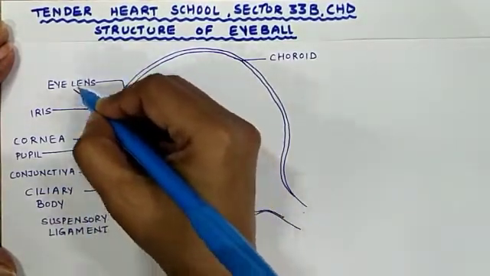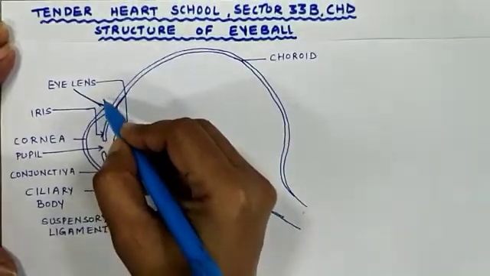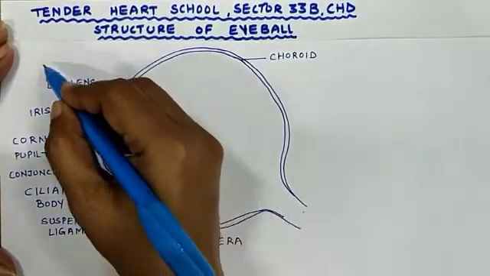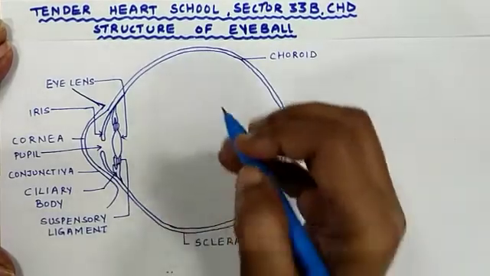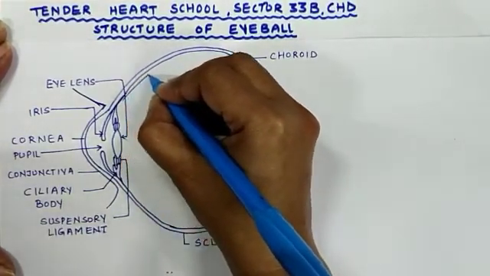Conjunctiva is in continuation with your eyelids, upper and the lower eyelid. It is covering the front part of the eye, but it is also in continuation with the eyelids. So this is your conjunctiva. Now let us start with the third layer of the eye, that is the retina.